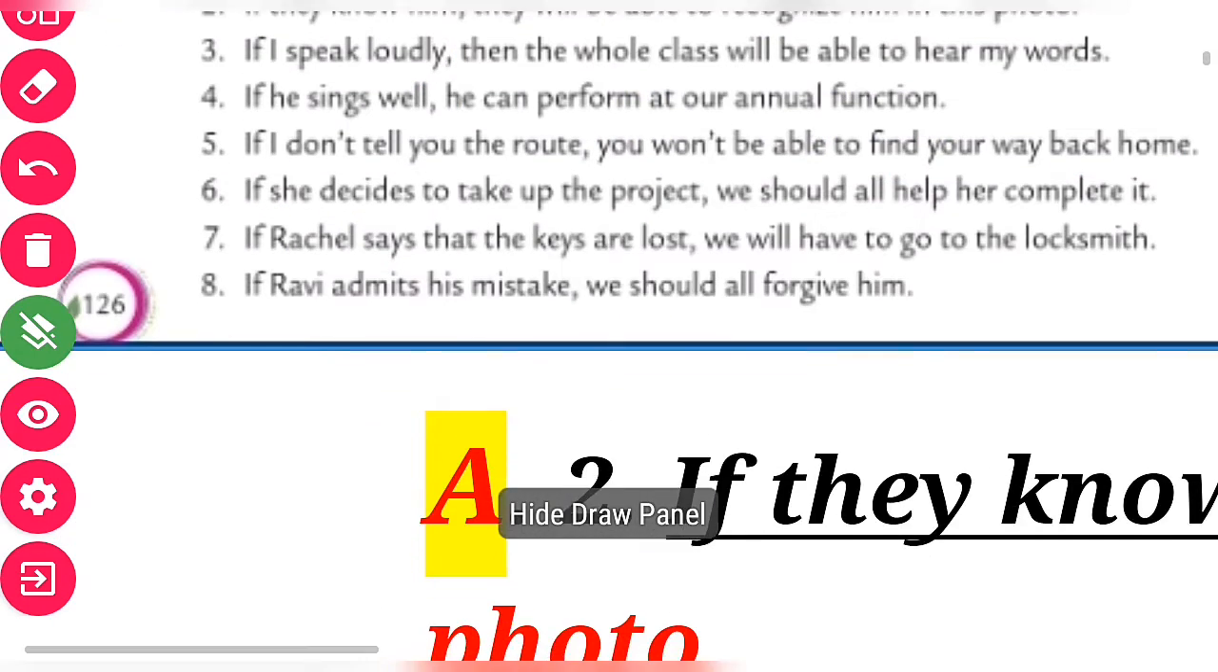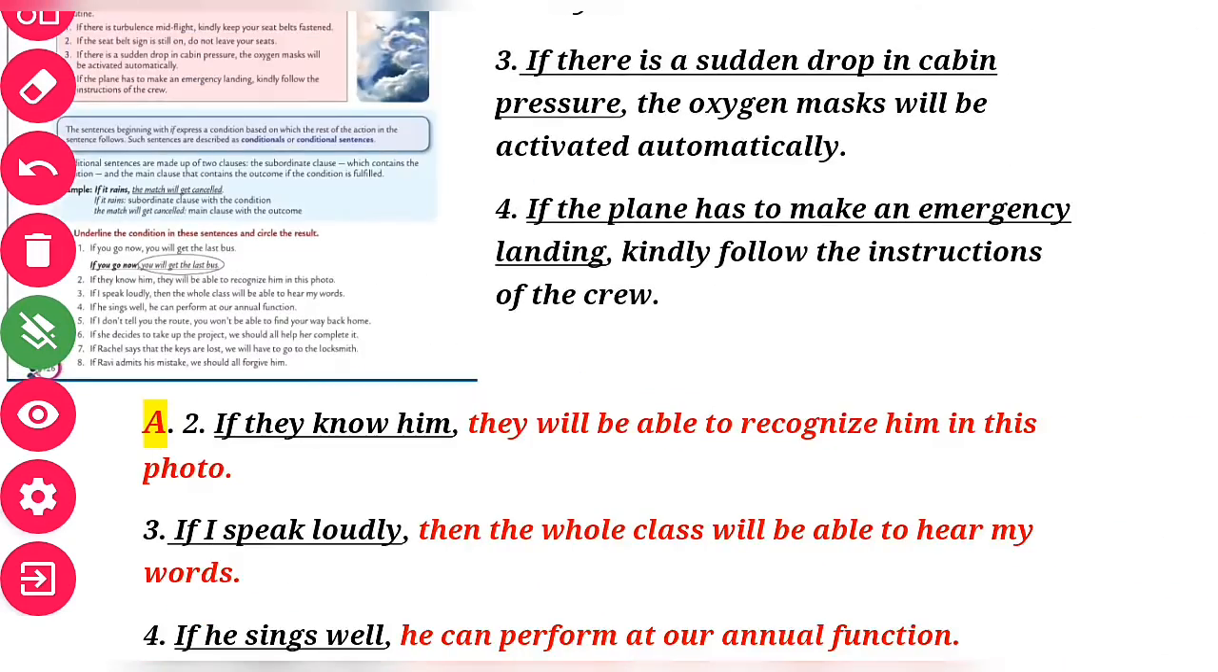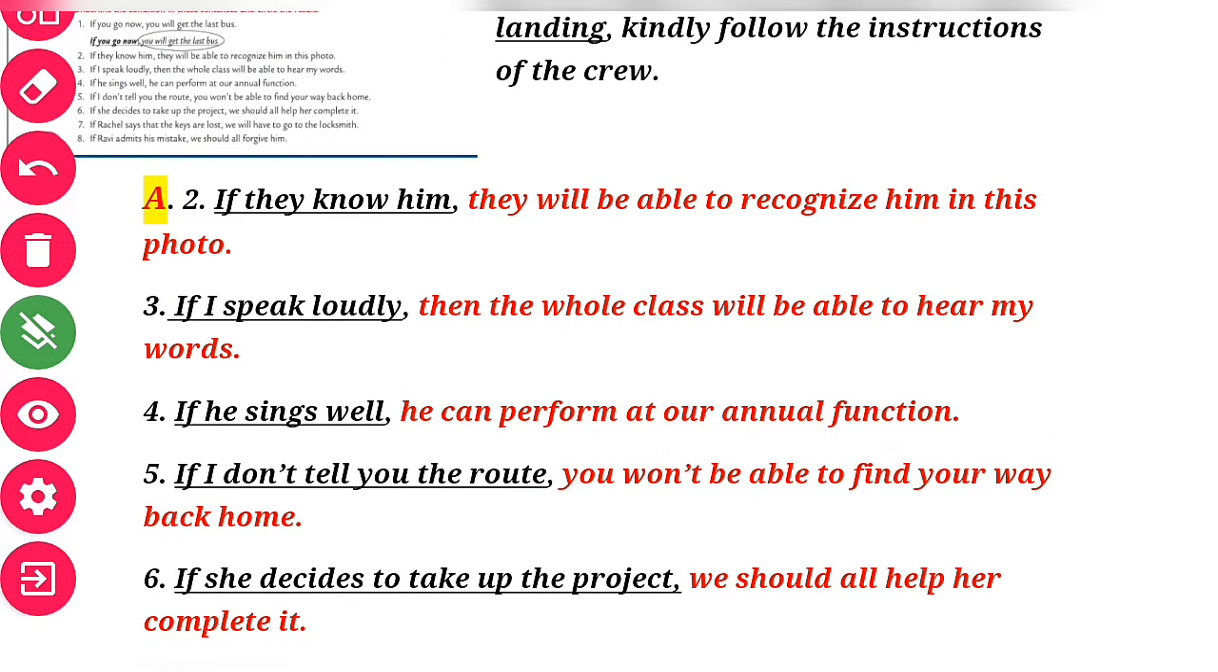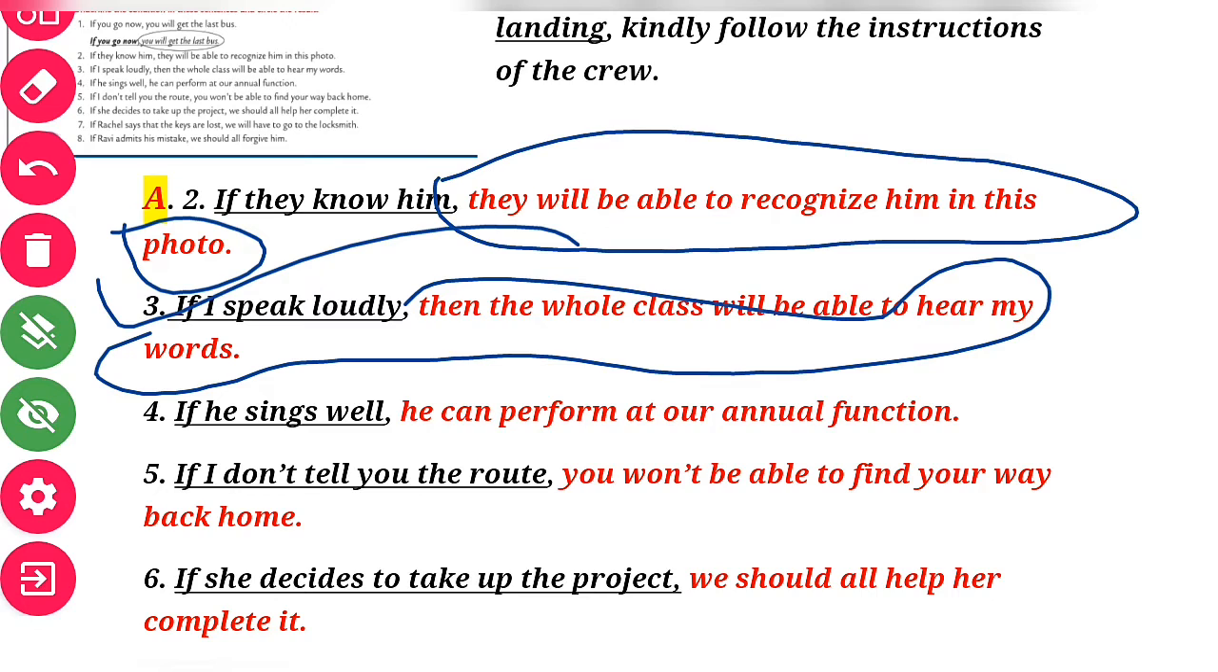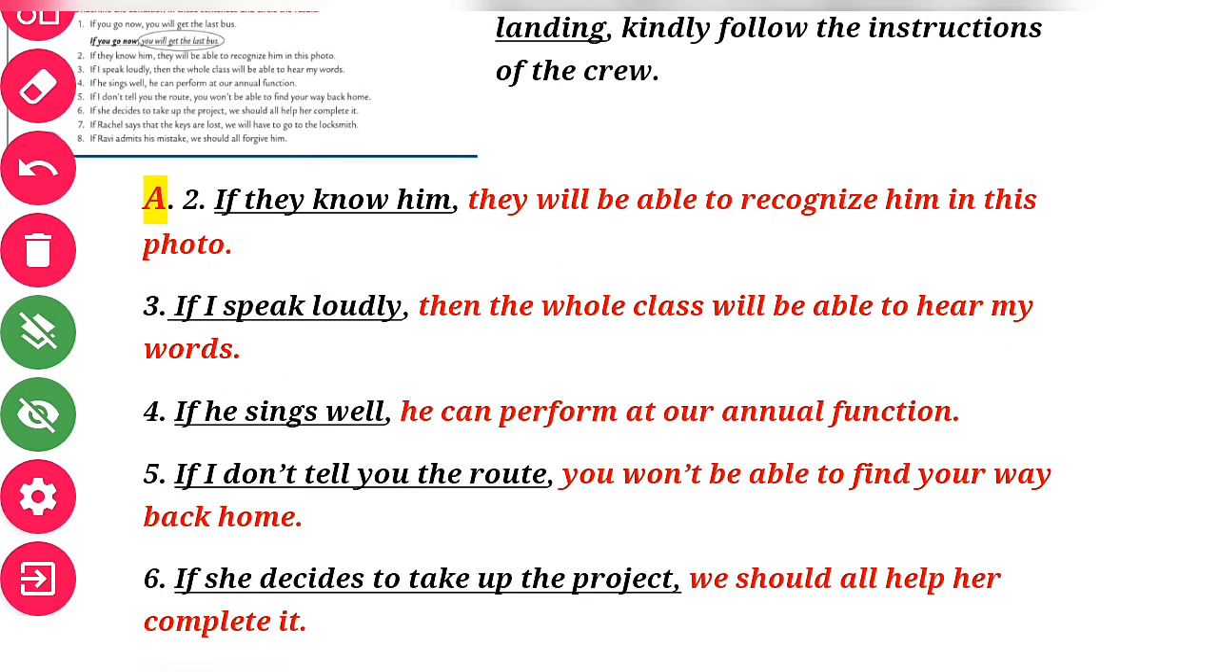Clear? All the answers I have already given here. If you are not getting them on that page, because it is showing blurred, all the answers of exercise A I have written here. Okay, this is the circle part that is given in red color, and the black color is the conditional part.